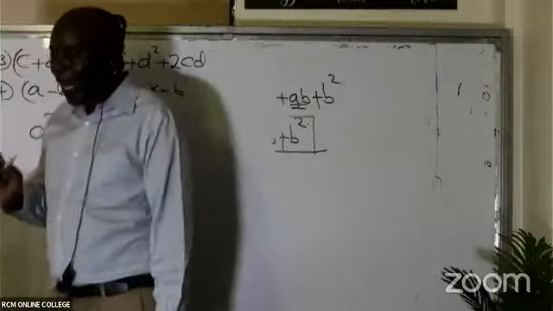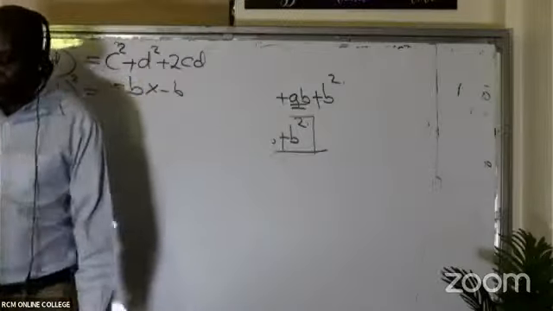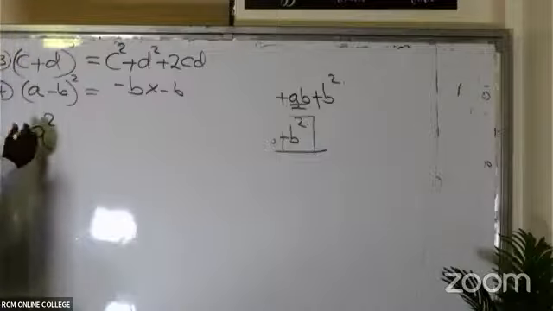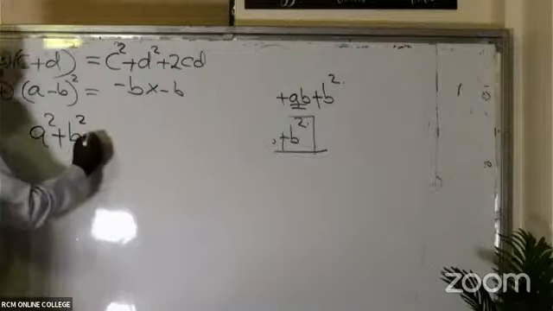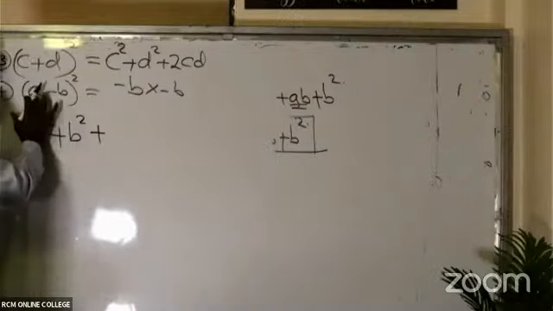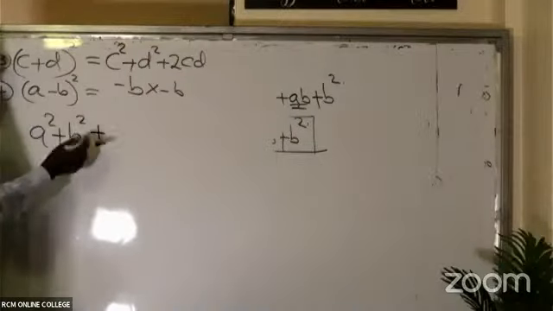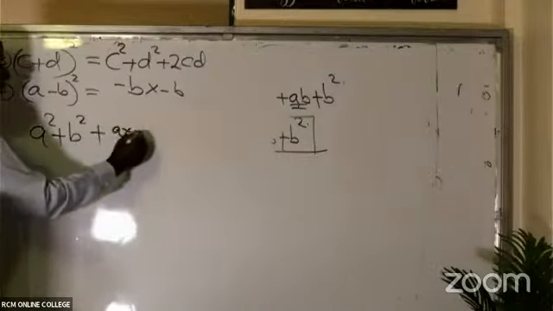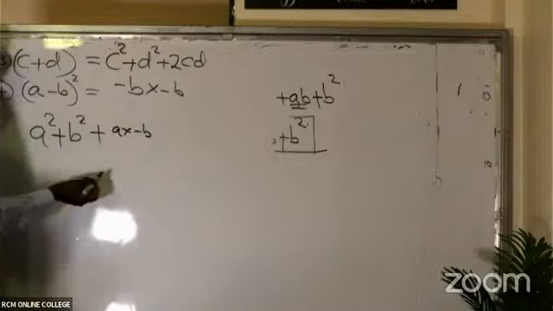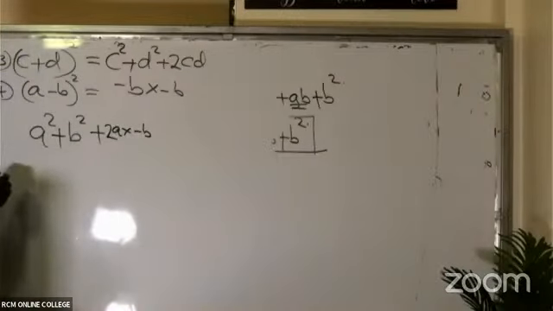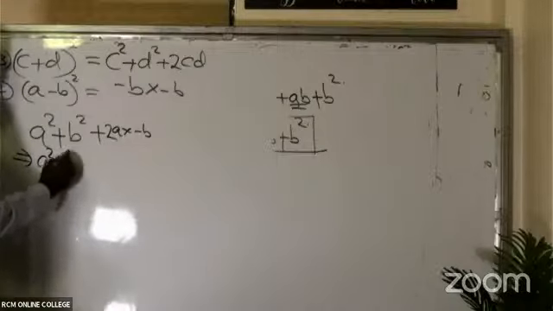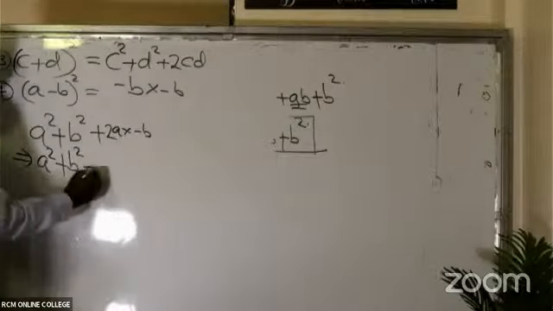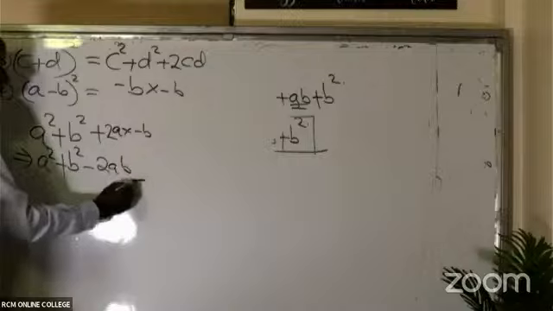When we square a negative number, it becomes positive. So in this case we have A squared plus B squared, and then plus the doubled product of A times negative B. So this will be equal to A squared plus B squared minus 2AB.